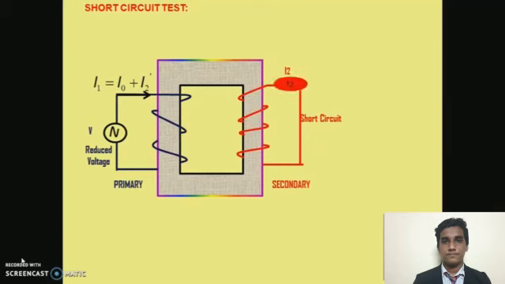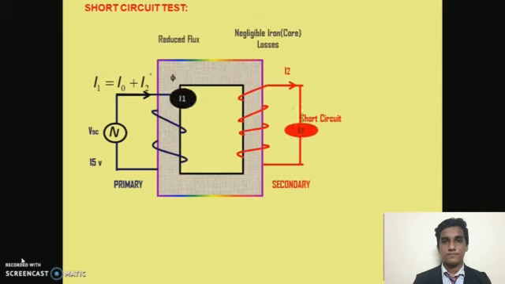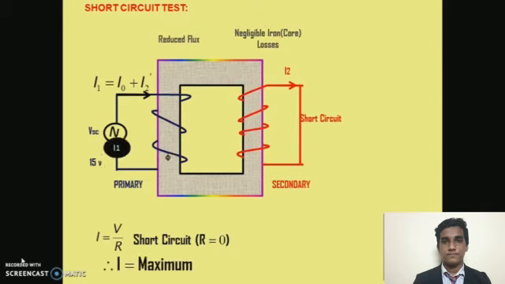So the reduced voltage is applied on the primary side. Now the rated current is flowing in the primary winding and in the secondary winding. So the current cannot be neglected, because rated current is flowing in both windings, but since a reduced amount of voltage is given on the primary side, the flux in the iron core is very small. So the iron losses are negligible, but since rated current is flowing in the primary and secondary windings, the copper losses will take place.